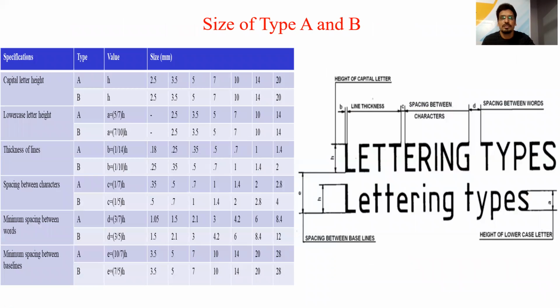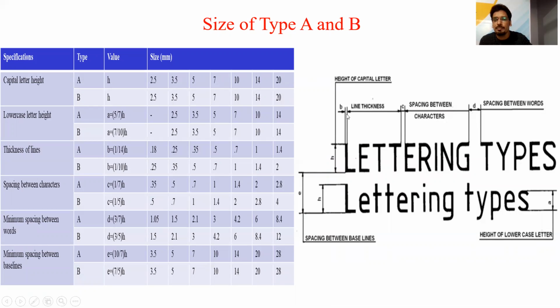So these are the sizes of type A and type B. Before discussing it, I will discuss this diagram. This is showing you the type of lettering, including the uppercase letter and the lowercase letter. So if H is the height of letter L, then all the uppercase letters should be of H height, the height of the capital letter.